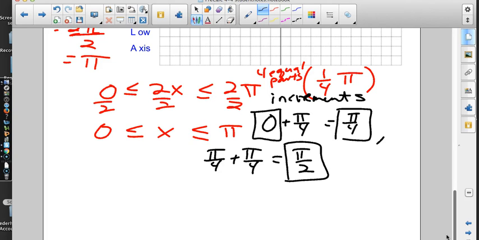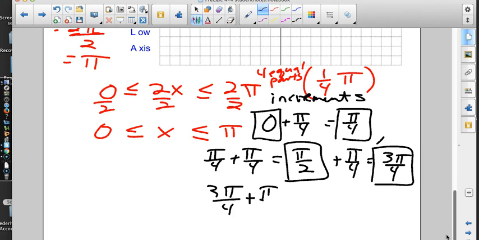I need one more, and then hopefully I'll land at pi. So I add another pi over 4. Pi over 2 was really 2 pi over 4. 2 pi over 4 plus 1 pi over 4 is 3 pi over 4. There's another increment, and now I want to make sure that it's actually going to land at pi, so I know I didn't make a mistake. So 3 pi over 4 plus 1 pi over 4 is really good news, because that's pi. So those are the labels that I want. I've got my beginning and my end, and then 3 things for the middle to break it up into 4 equal pieces. And those are my increments. That tells me how I need to label this.